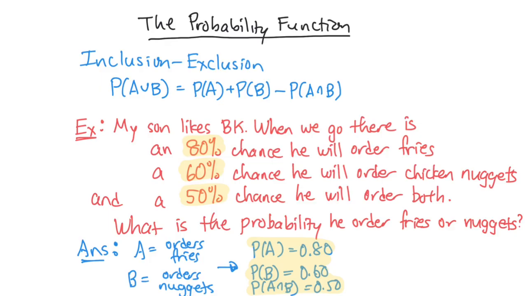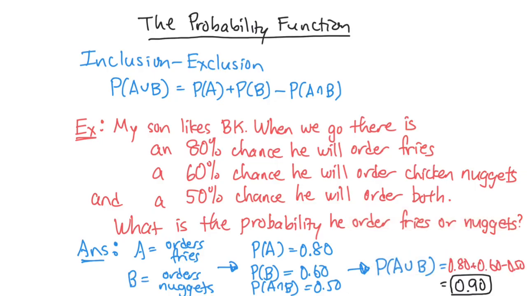We can plug these into inclusion-exclusion now if we're looking to find the probability of fries or nuggets. And once you plug those in and do a little arithmetic, we find there is a 90% chance that my son will order French fries or chicken nuggets.